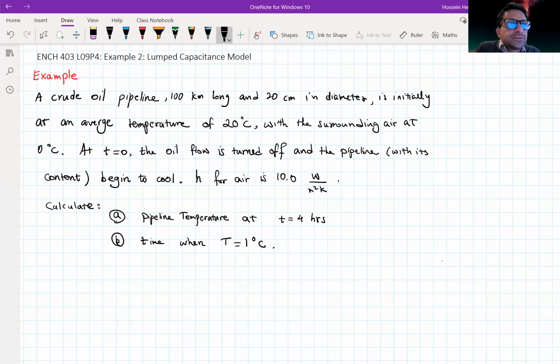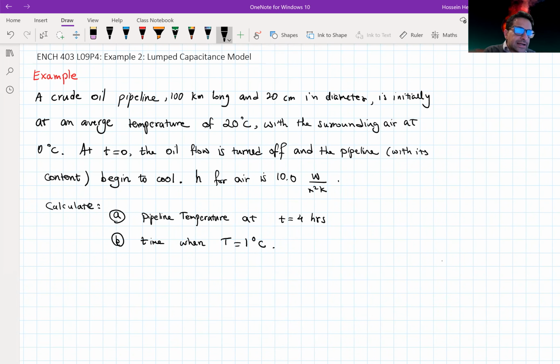We have a long oil pipeline, 100 kilometers long and with a diameter of 20 centimeters, that is initially at 20 degrees C. So oil at 20 degrees C is just flowing through this pipeline and it is surrounded with air at 0 degrees C. At a specific time, let's say time 0, the pump is shut down, so we turn off the flow, and the pipeline and its content begin to cool.